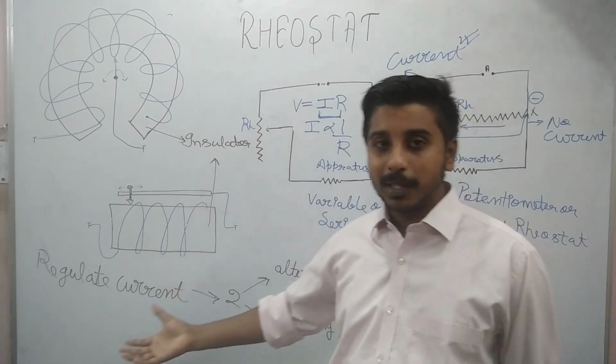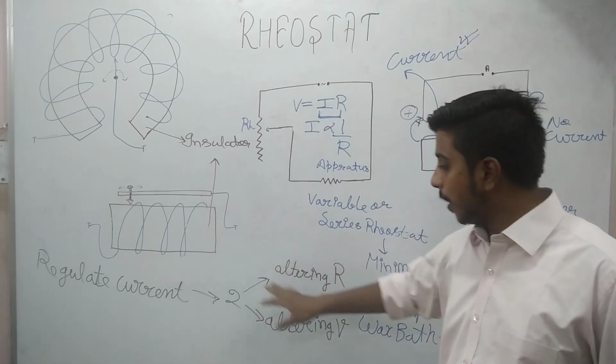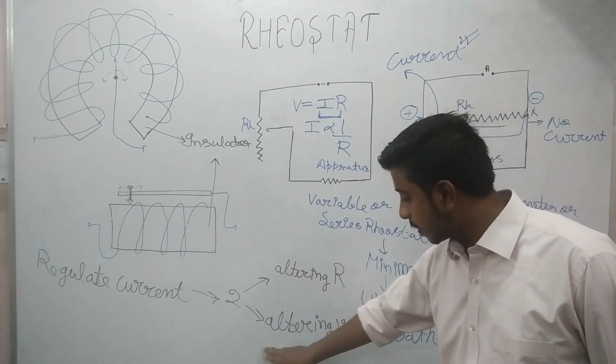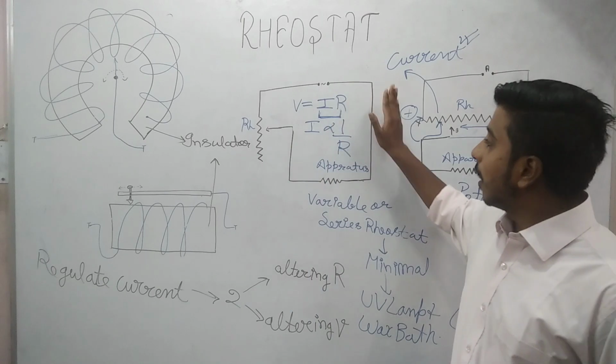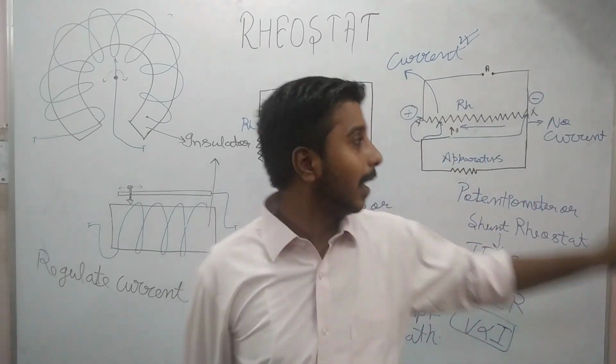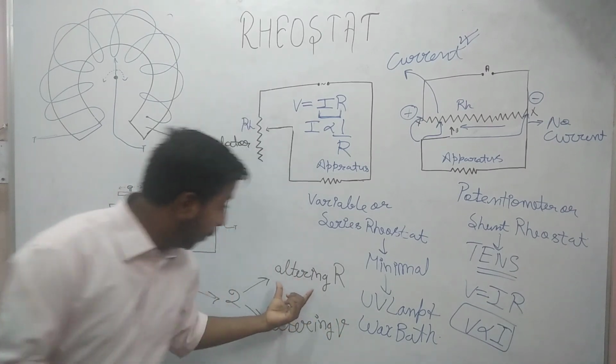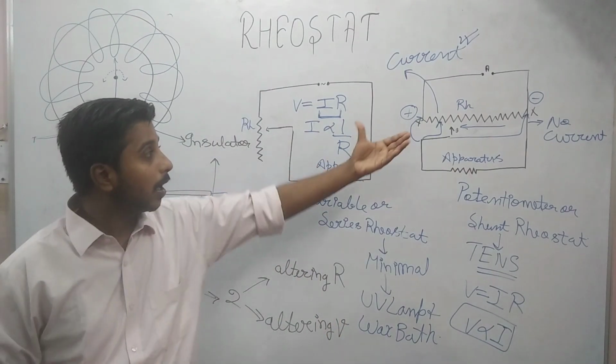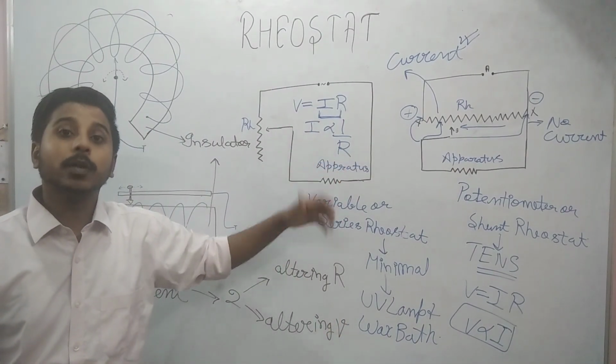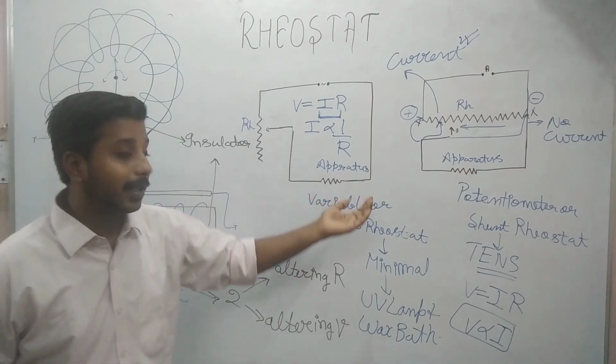So what is a rheostat? A device which can regulate current either by altering resistance or by altering voltage. Altering resistance is this part and altering voltage is this part. I am just putting this definition into a conceptual frame, so you need not grab it much. You can understand it.